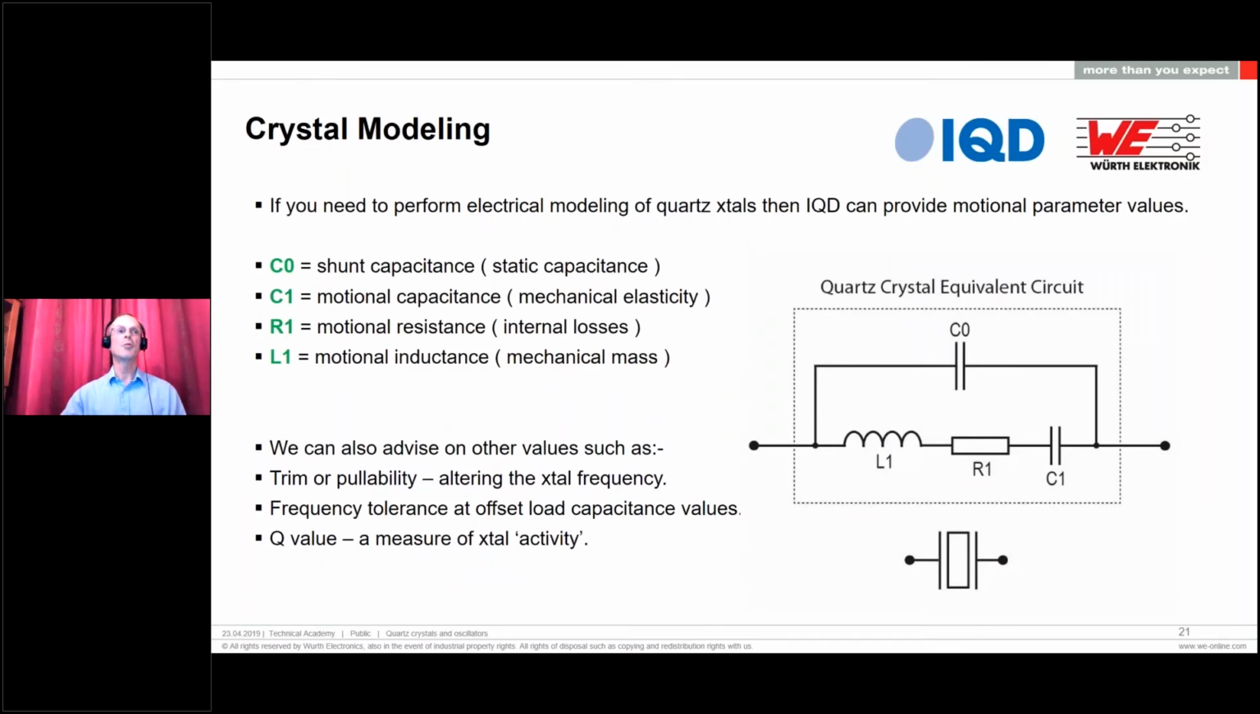If you're choosing to use a crystal, some customers like to do crystal modeling. So if you need to do electrical modeling of the crystals, then we can provide motional parameter values. You may need values for shunt capacitance, motional capacitance, motional resistance, motional inductance. We can also provide values for trim or pullability, which is altering the crystal frequency, measuring the frequency tolerance at offset low capacitance values, or Q values, which is a measure of crystal activity. So if you're doing electrical modeling, we can measure devices and give you actual numbers for your calculations.